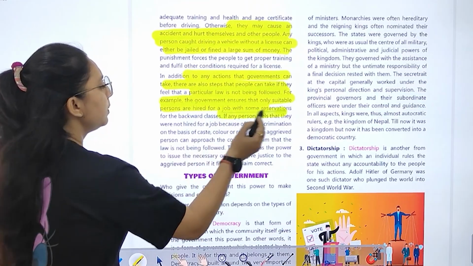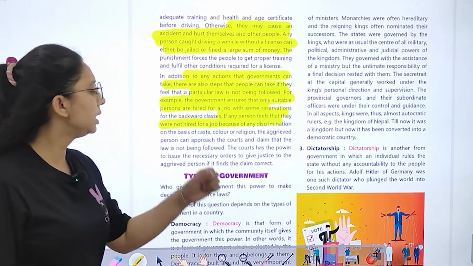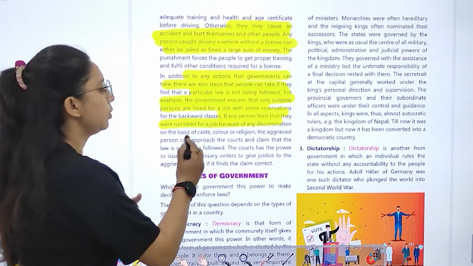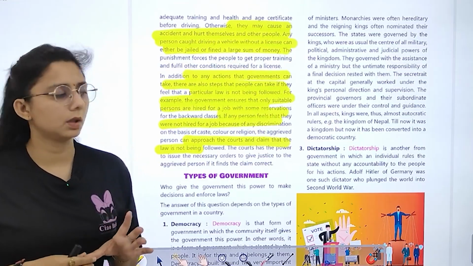So we can say that if any person feels that they were not hired for a job because of any discrimination on the basis of caste, color, or religion, then what you can do is approach the court and claim that the law is not being followed.